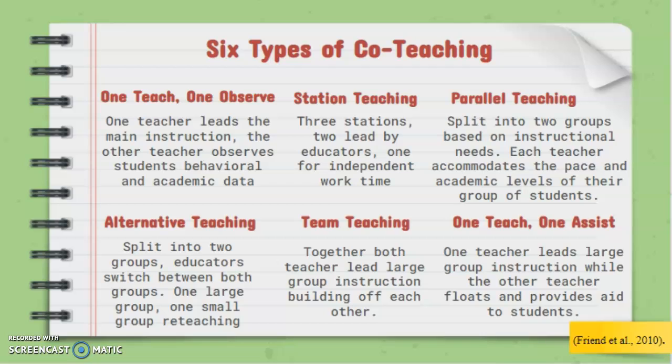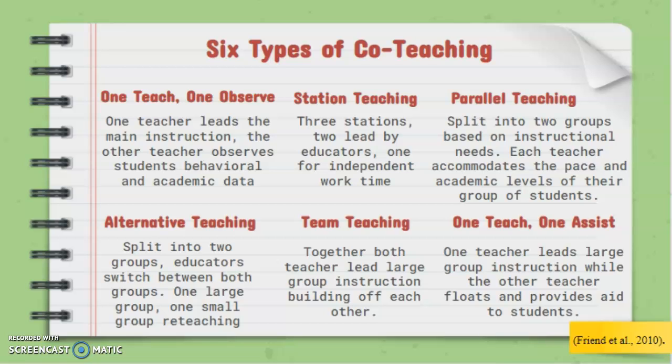The third type is parallel teaching. This splits the classroom into 2 groups. Both instructors teach the same material but in 2 separate groups. So this allows for a lower student to teacher ratio and more opportunities for participation. This allows the educators to accommodate for students who may learn at different paces and have different learning styles.